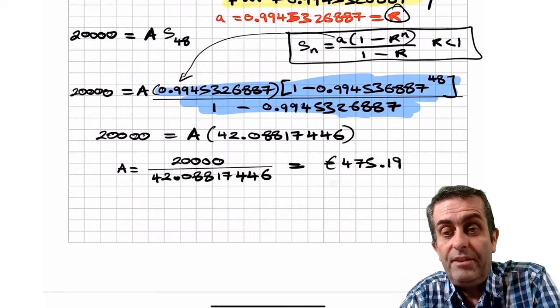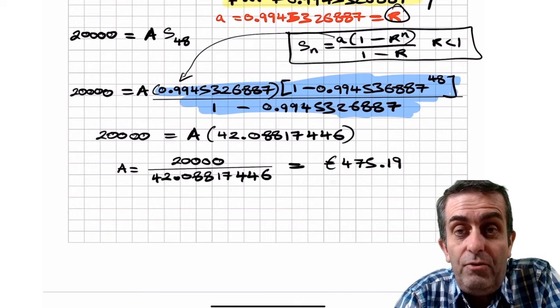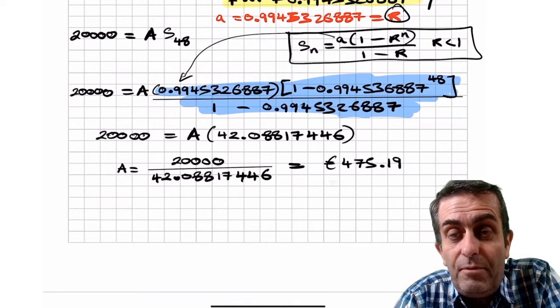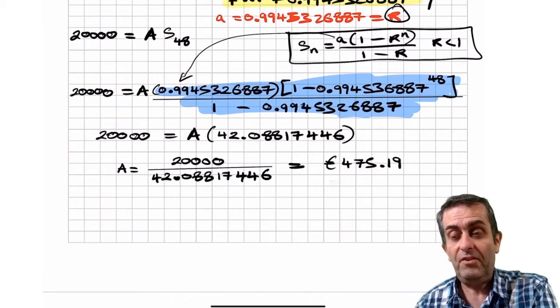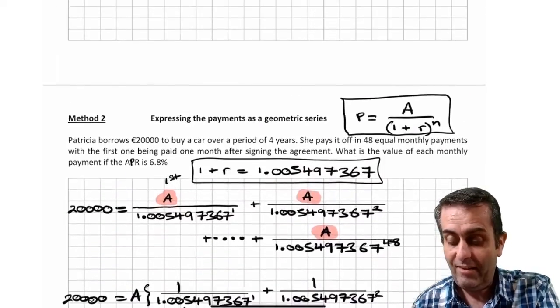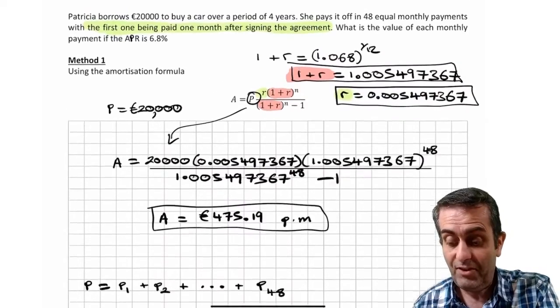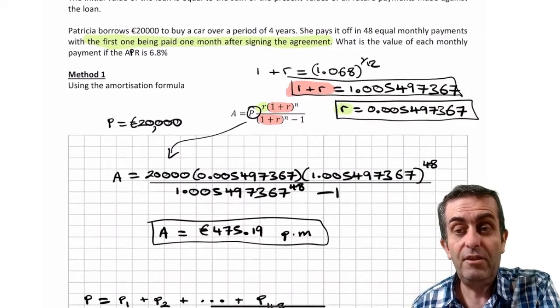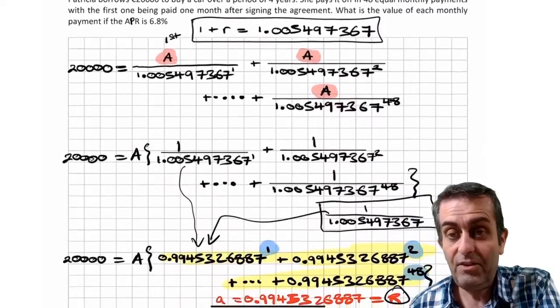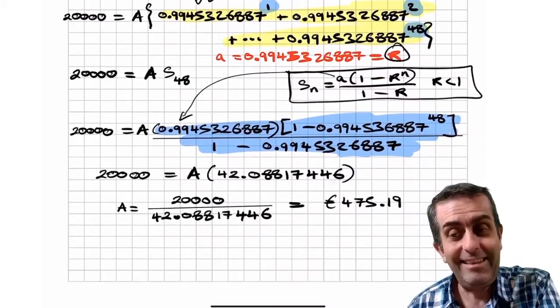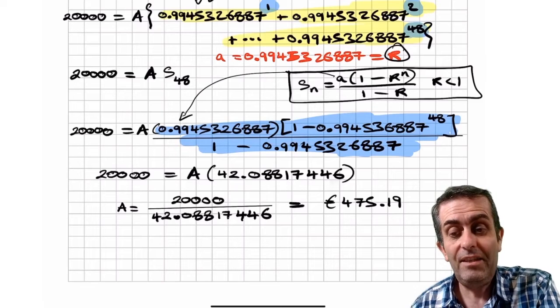Now, I think that you would all agree that in this particular situation, the amortization formula arrived at the answer much more quickly than using the geometric series. If we compare the two techniques, you can just see the difference in the level of effort. The amortization formula, extremely short, and then the sum of the geometric series, you can see it's that little bit longer.